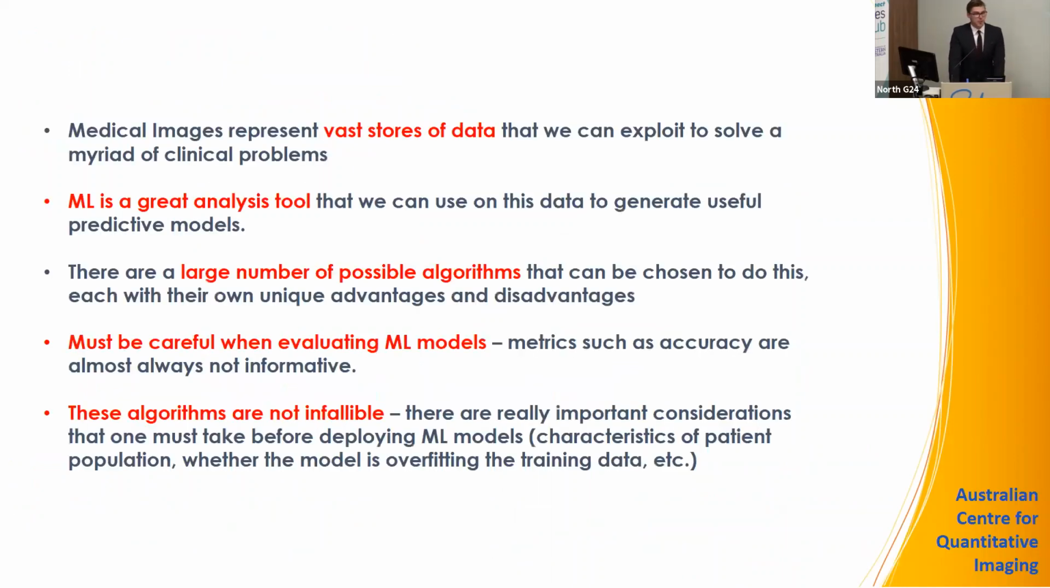And I'll just offer some brief concluding remarks before I stop. So medical images are vast stores of data. We can exploit them to solve a myriad of clinical problems. This is really important, and machine learning is a good analysis tool that we can use to help solve some of these clinical problems. There are a large number of possible algorithms you can use, each with their own unique advantages and disadvantages, but experimentation is almost always key when you're choosing one. However, you do have to be careful when you're evaluating these models. There are some things you have to keep in mind. Metrics such as accuracy are almost always going to be uninformative when you're assessing your model's performance.